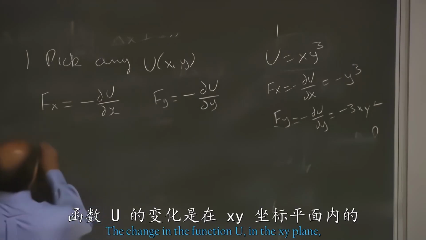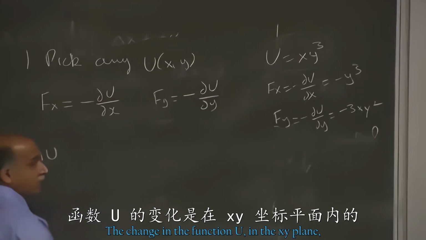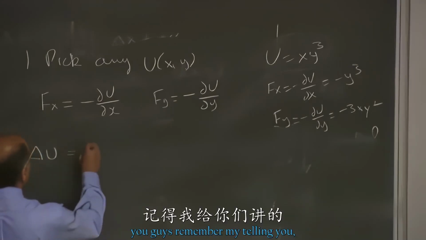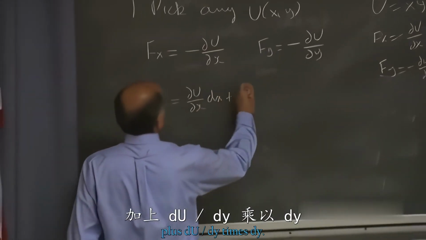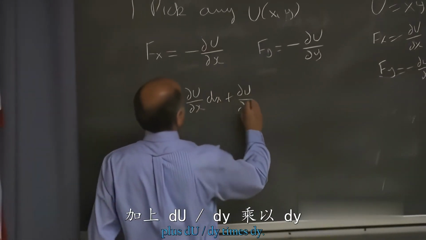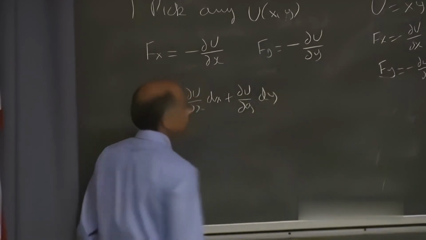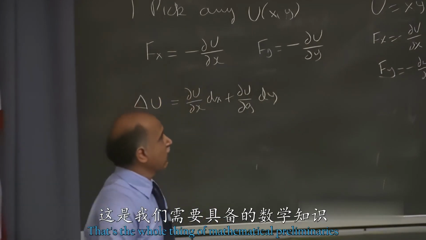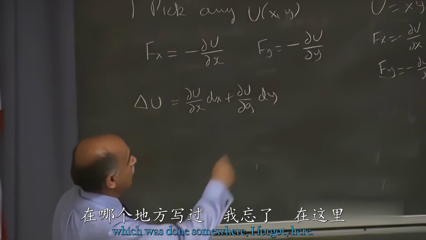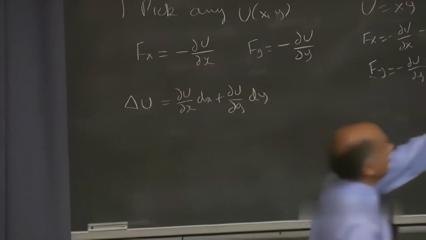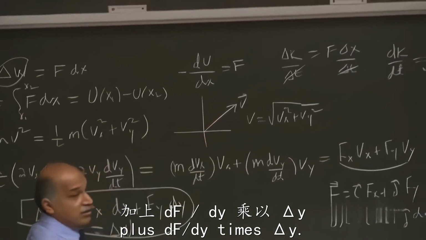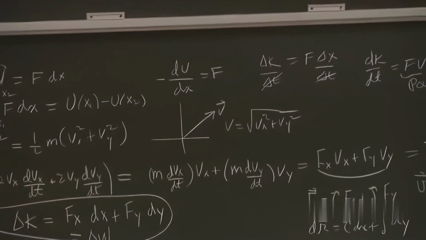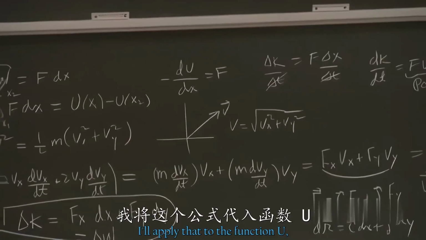The change in the function u in the xy plane, you remember my telling you, is du/dx times dx plus du/dy times dy. That's the old thing from mathematical preliminaries. It says here, delta f is delta f/delta x times delta x plus delta f/delta y times delta y. Apply it to the function u.